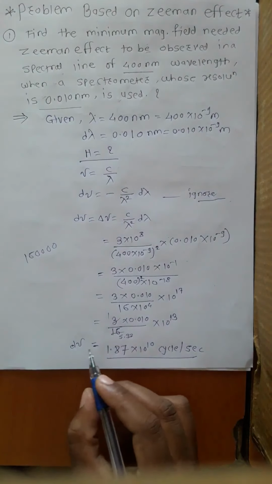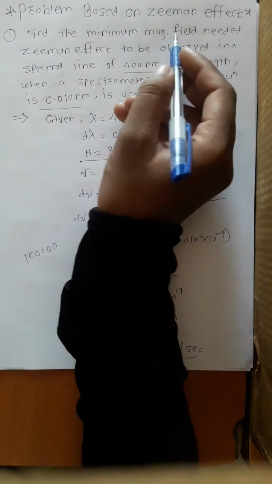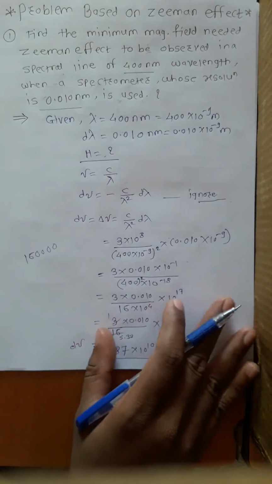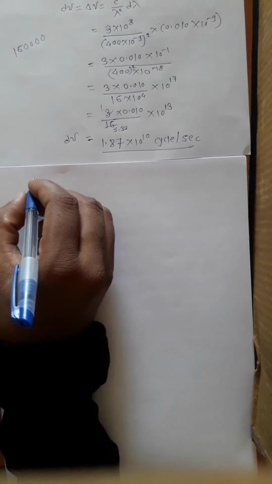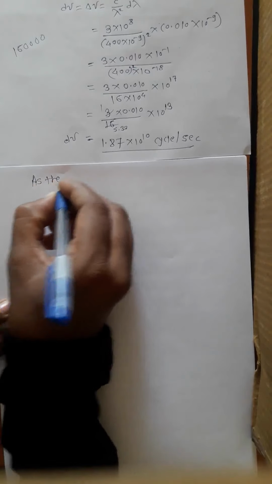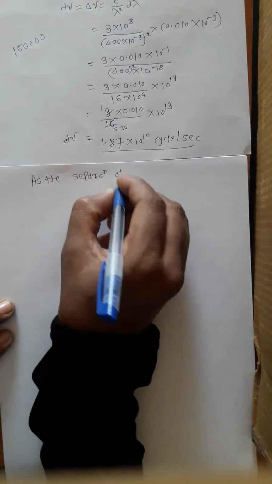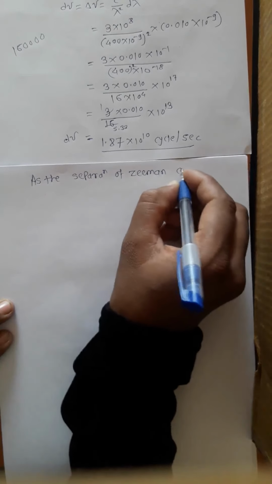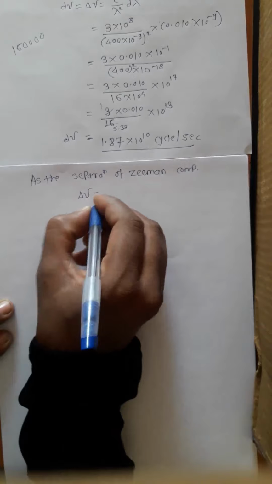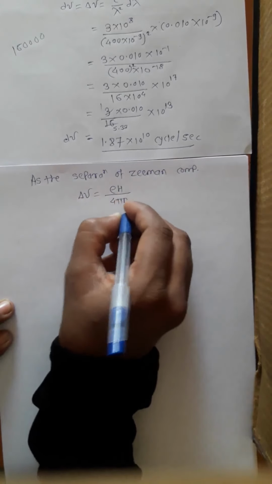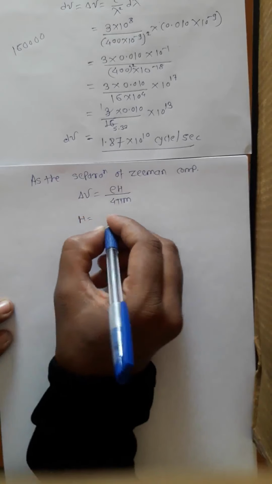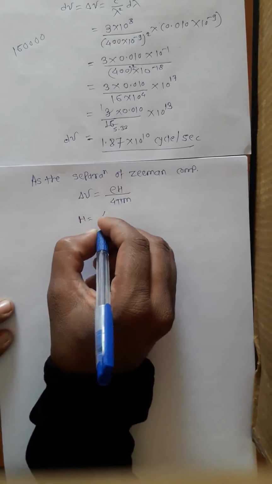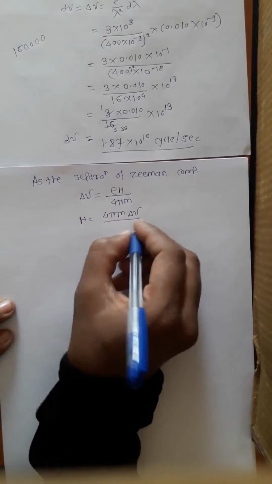Now we have the value of d nu. Now we have to calculate the magnetic field H. What is the formula for this magnetic field? The separation of Zeeman components, delta nu, is equal to Eh upon 4 pi m. Rearranging this equation, H is equal to 4 pi m into delta nu divided by E.